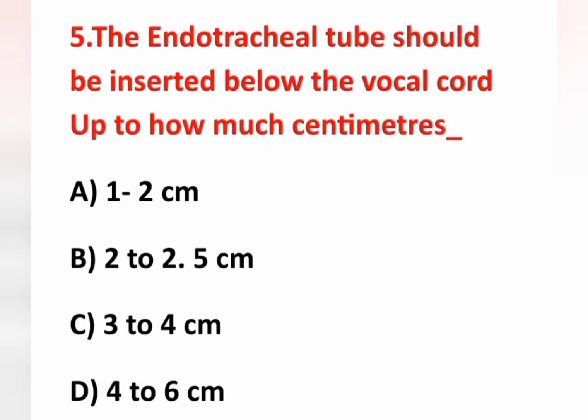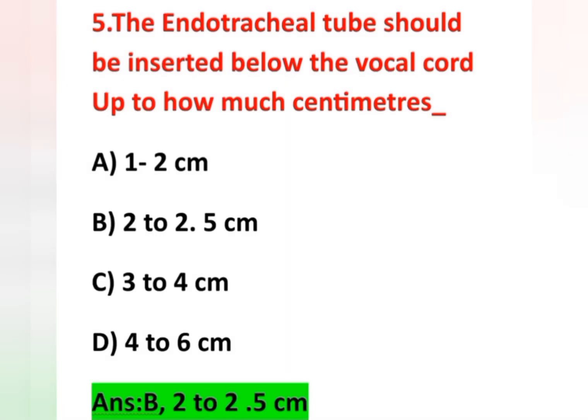Fifth question, the endotracheal tube should be inserted below the vocal cord up to how much centimeter? The options are option A 1 to 2 centimeter, option B 2 to 2.5 centimeter, option C 3 to 4 centimeter, and option D 4 to 6 centimeter. Here our question is, the endotracheal tube should be inserted below the vocal cord up to how much centimeter?